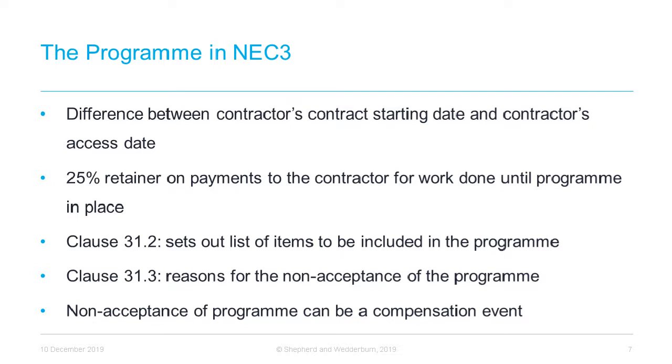Clause 31.3 specifies allowable reasons for not accepting a program, which are: the program demonstrates that the contractor's plans are not practicable, the program does not show the information which the contract requires, the program does not realistically represent the contractor's plans, or the program does not comply with the works information. You'll note that these reasons are relatively subjective, so the balance of power is somewhat in the employer's favour.